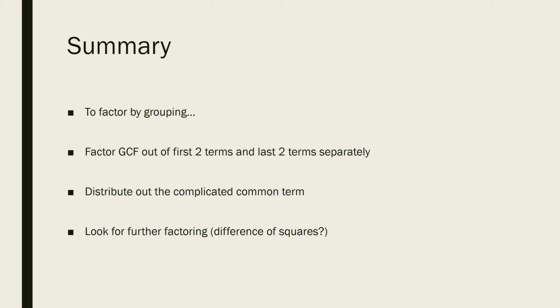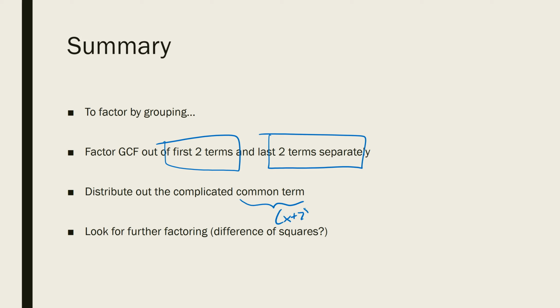Summary: to factor by grouping, first you're factoring out a GCF from the first two terms and the last two terms. You group them separately. Then you should have this common term, something like in the last example it was x plus 7, that is in both of these new terms you've created, and you can actually factor that out. Finally, you're going to look for further factoring. Typically in this chapter, when you factor by grouping, you will see a difference of 2 squares. Not always, but you'll see it come up often.